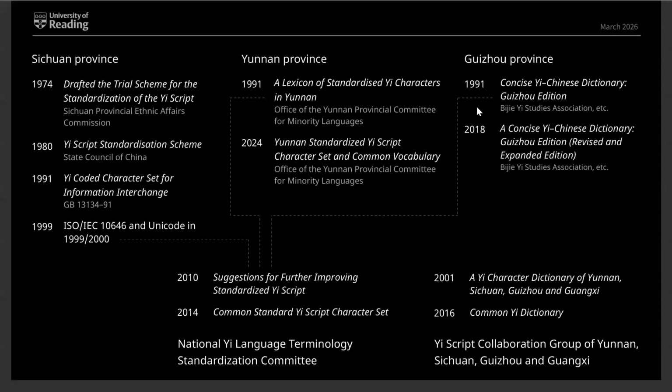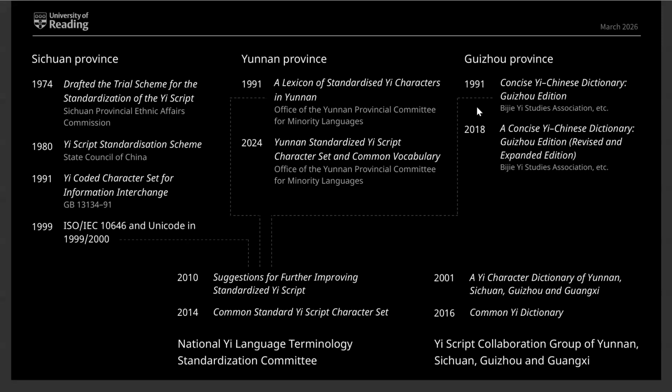Another group of scholars asked a different question. If Sichuan Yi had already entered the international standard, why not use that as the basis for the common system? From this idea came another proposal, the common standard for Yi script characters. So by this point, the situation was still quite complicated. Different schemes exist, but none of them became a widely used solution across all regions.